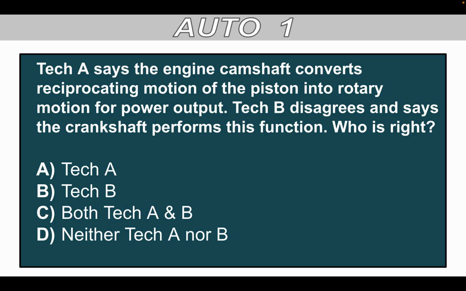What's the difference between Tech A and Tech B? Tech A is saying the camshaft performs this function. Tech B says the crankshaft performs this function. What's the camshaft function? Open and close valves. What's the crankshaft function? It's going to spin. It's going to basically convert the reciprocating motion, the up and down motion of the piston, into circular motion.